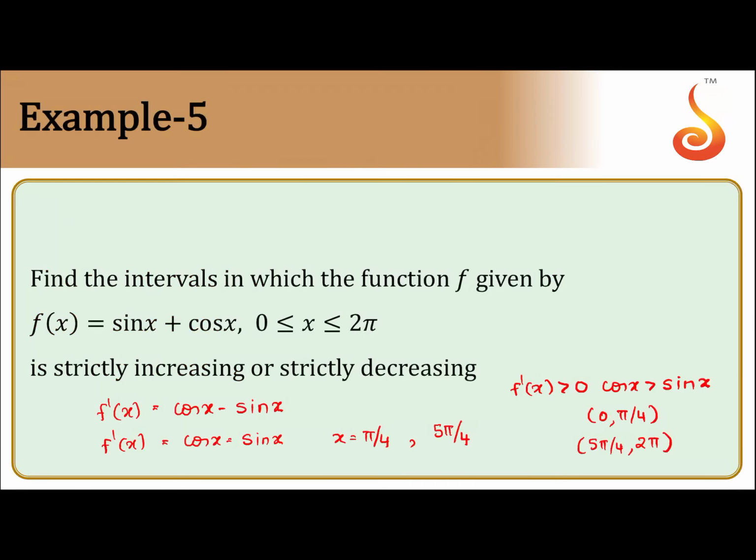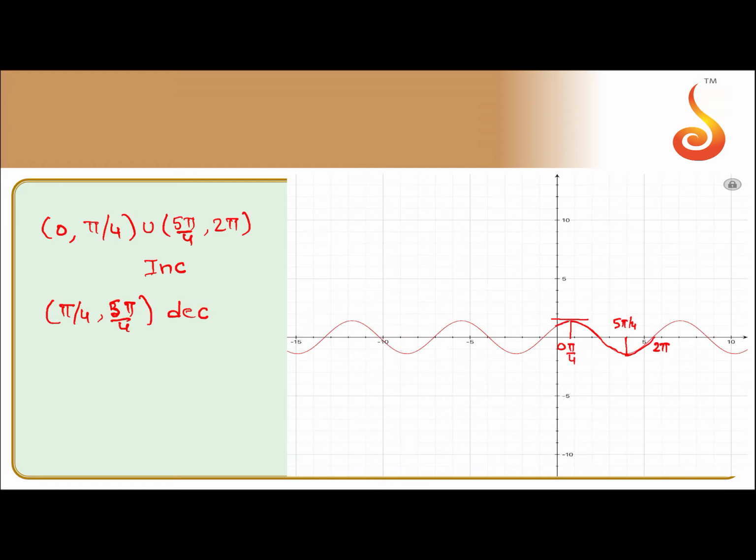I'll repeat. So f dash x equal to cos x minus sin x. F dash x is greater than 0 between 0 to pi by 4 and again it is positive from 5 pi by 4 to 2 pi. F dash x is less than 0 in the interval pi by 4 to 5 pi by 4. I'll write clearly. Pi by 4 to 5 pi by 4 it is decreasing, and 0 to pi by 4 union 5 pi by 4 to 2 pi it is increasing.